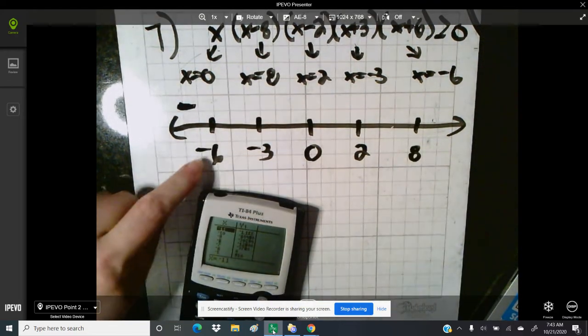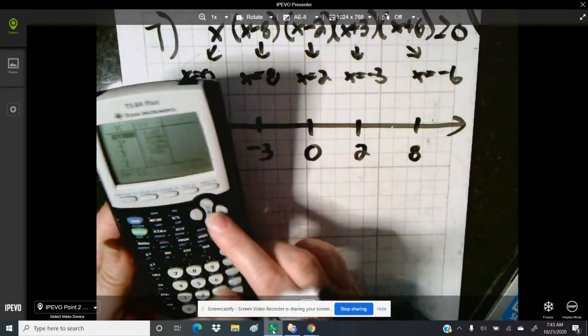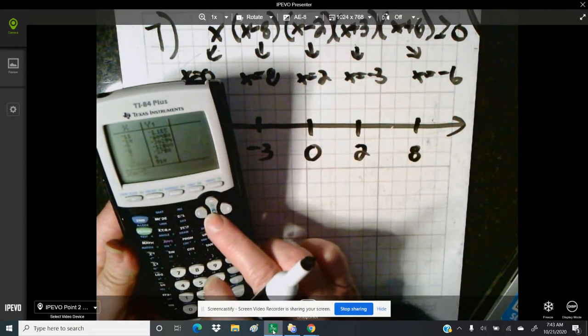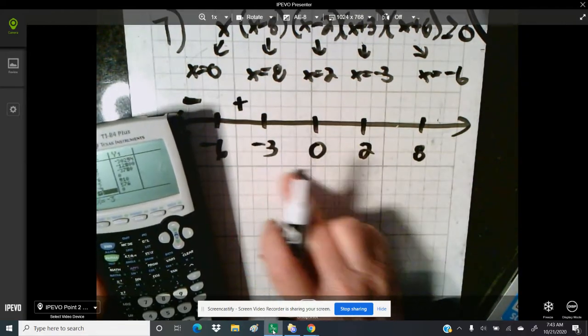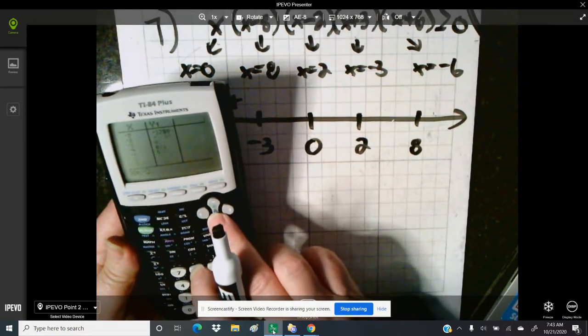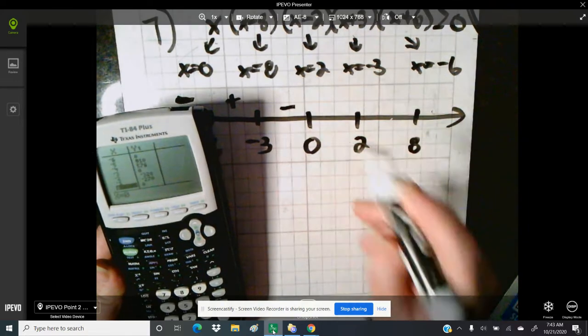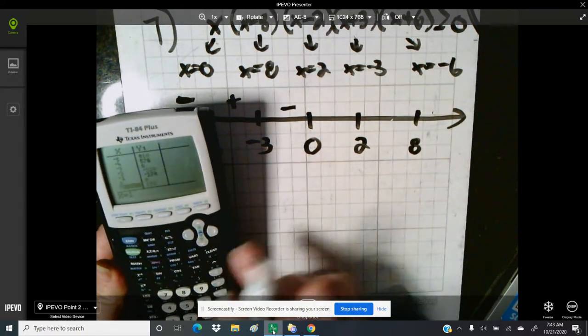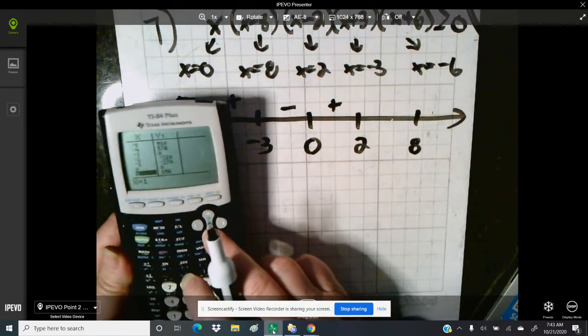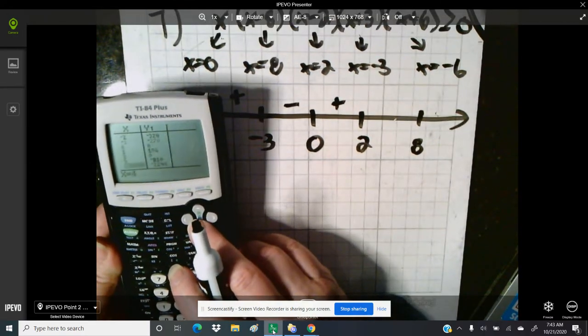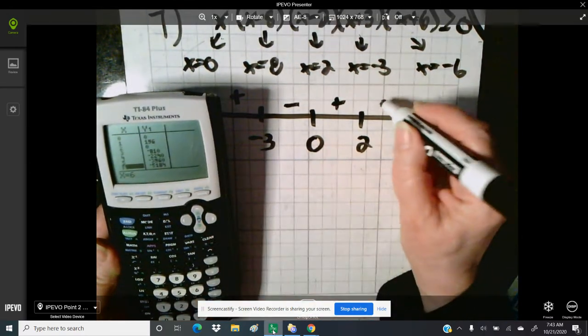Now I can pick a number between -6 and -3. Let's go with -4. Oh, that's positive. Pick a number between -3 and 0. You can see that those numbers are negative. If I pick a number between 0 and 2, like 1, you can see that that's positive. Between 2 and 8, you see those numbers are negative.